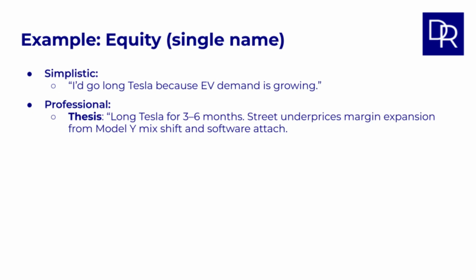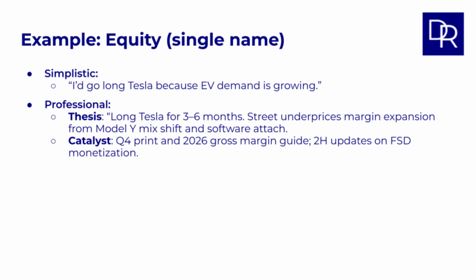Long Tesla for 3 to 6 months. The street underprices margin expansion from Model Y mix shift and software attach. The catalyst: the Q4 print and 2026 gross margin guide, and second half updates on full self-driving monetization.